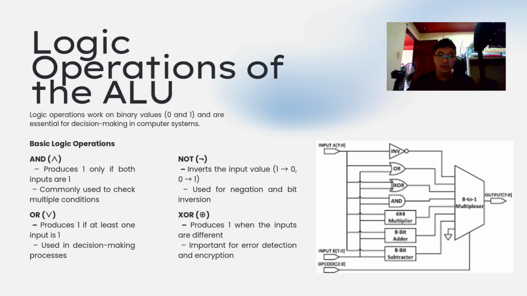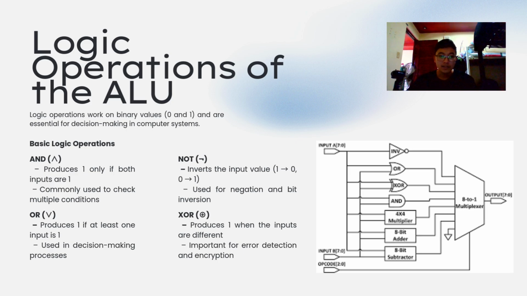Next is the NOT operation. The NOT operation works by inverting the input value. If the input is 1, the output becomes 0, and if the input is 0, the output becomes 1. The operation is often used for negation, such as reversing a condition or toggling a state.